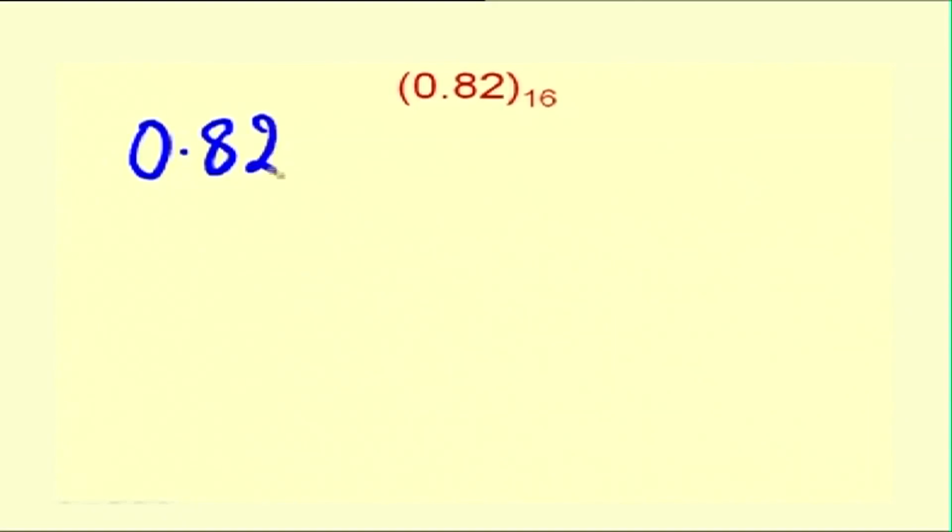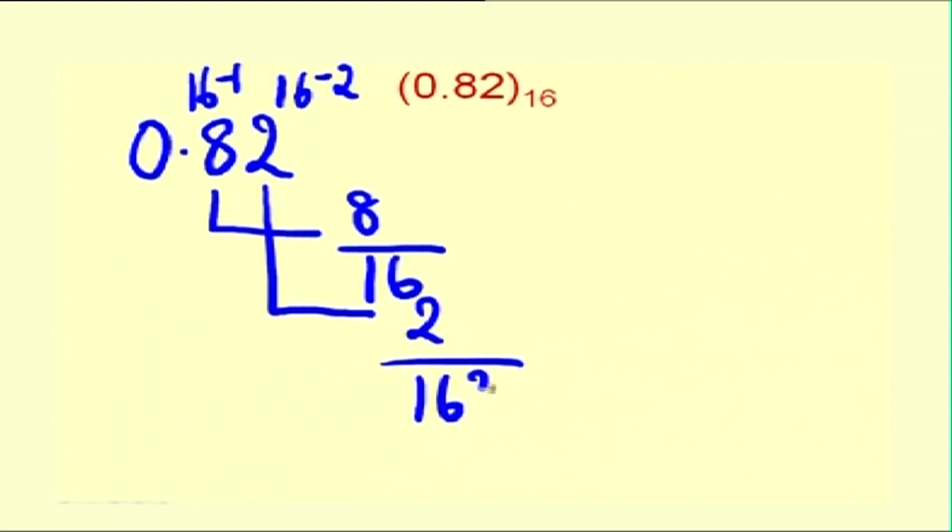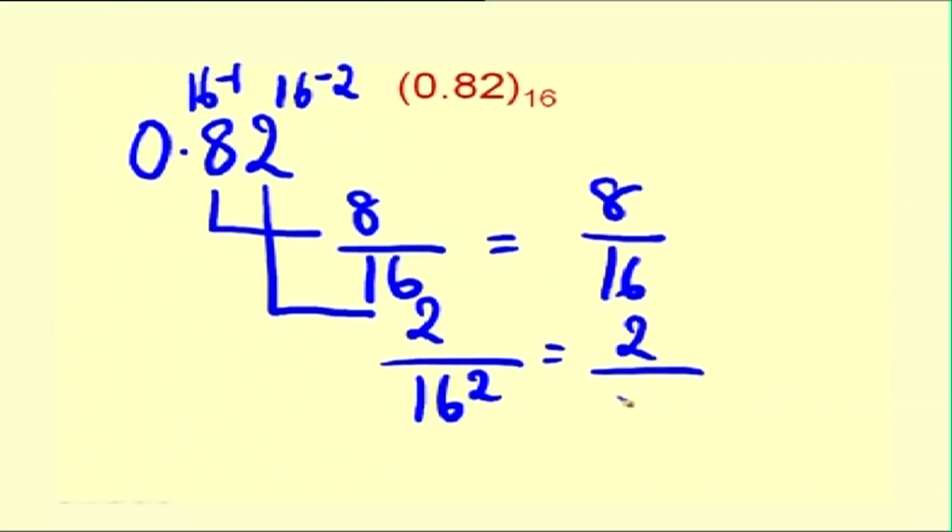Let us take another example wherein I am taking the fractional part of a hexadecimal number. How to convert it into a decimal equivalent? Let us see that. For that, we have to write 0.82, and like we did earlier, this should be 16 power minus 1 and this should be 16 power minus 2. So, the answer for this will be 8 divided by 16, and this is 2 divided by 16 square. So, this should be 8 by 16 and this should be 2 by 256. That is what we should get, and this is going to be 0.5 because 8 by 16 is 1 by 2, and this will be how much?